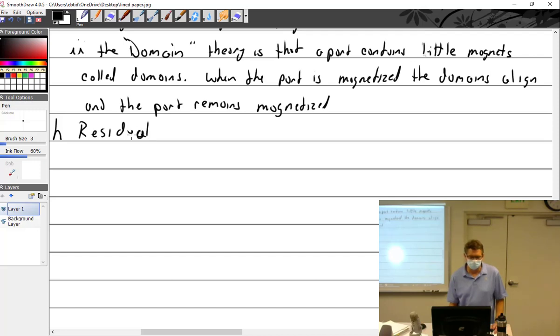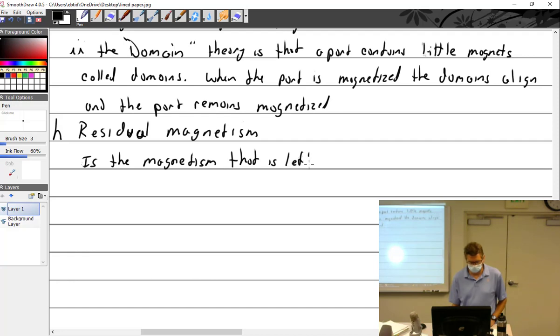So what is left when you remove the magnetizing force is residual magnetism. Residual magnetism is the magnetism that is left in a part after the magnetizing force is removed.